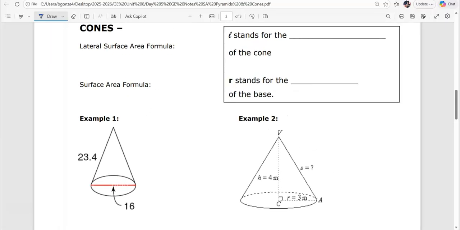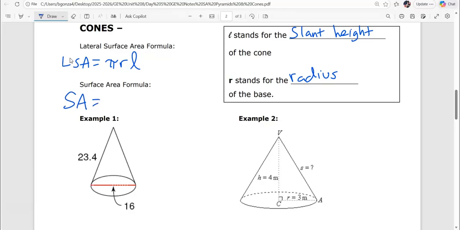Once again, L stands for the slant height of the cone. It's on the slant. It's not the vertical height, it's on the slant. R stands for, of course, the radius of the base. So the LSA is equal to pi times the radius times the slant height, pi RL. And then the surface area is going to be that lateral surface, pi RL, plus one base. And we know the area of the base of a circle is pi r squared. So it's pi RL plus pi r squared.